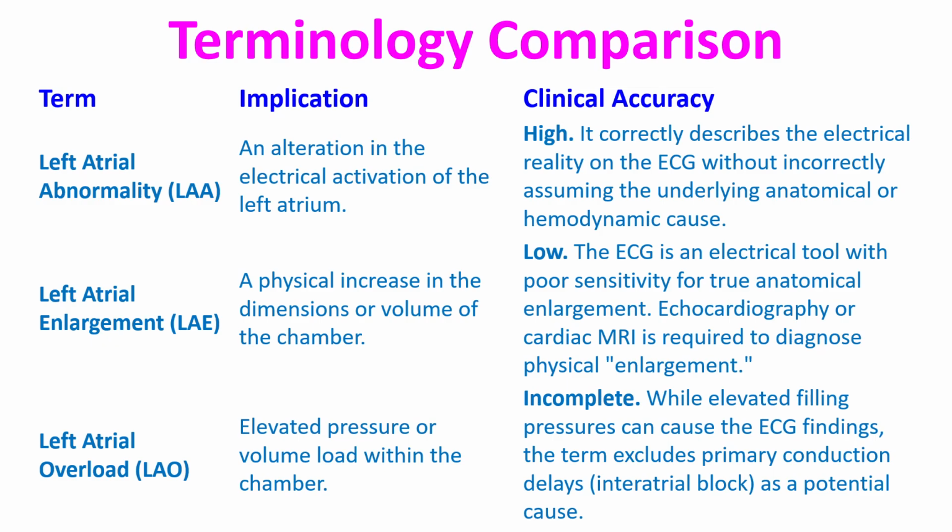Terminology comparison. Left atrial abnormality. Implication: an alteration in the electrical activation of the left atrium. Clinical accuracy: high. It correctly describes the electrical reality on the ECG without incorrectly assuming the underlying anatomical or hemodynamic cause. Left atrial enlargement. A physical increase in the dimensions or volume of the chamber is the implication.